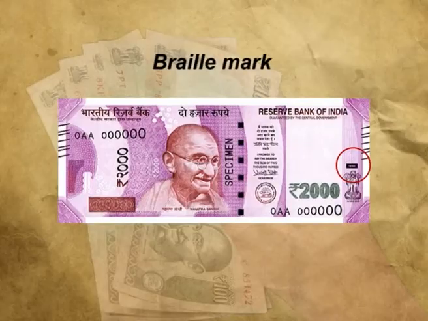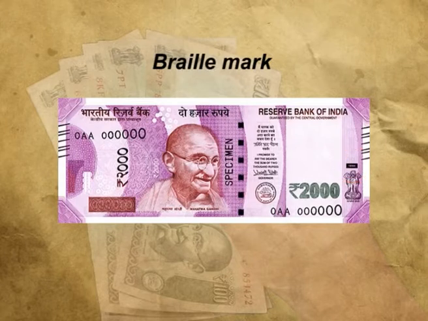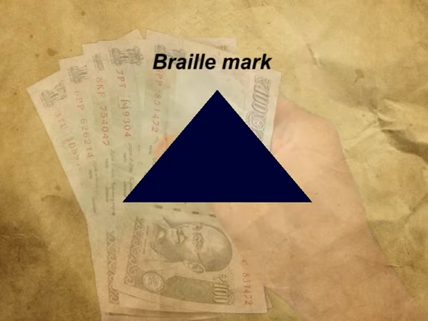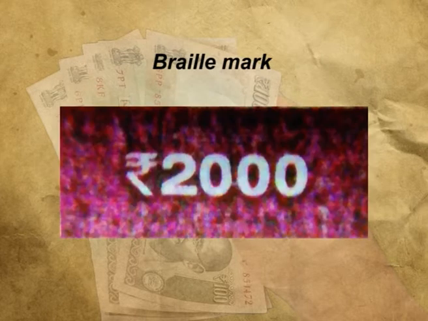Braille mark. On the left side of the notes, some symbols appear in intaglio printing for visually impaired persons to identify the denomination. This feature is in different shapes for various denominations. Rupees 20 vertical, rupees 50 square, rupees 100 triangle, rupees 500 circle, rupees 2000 rectangle. In addition to it, in the year 2016, one more Braille mark was introduced, that is bleed lines. Basically, it is for visually impaired persons, so that they can identify the denominations on their own.